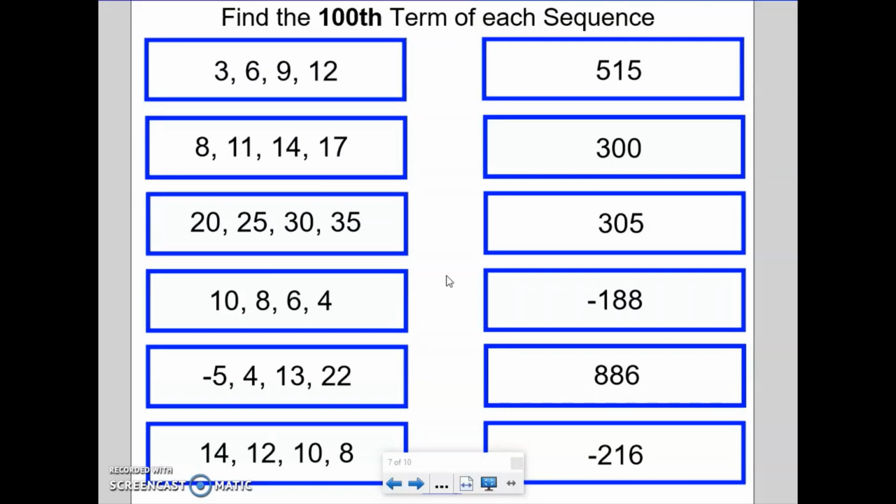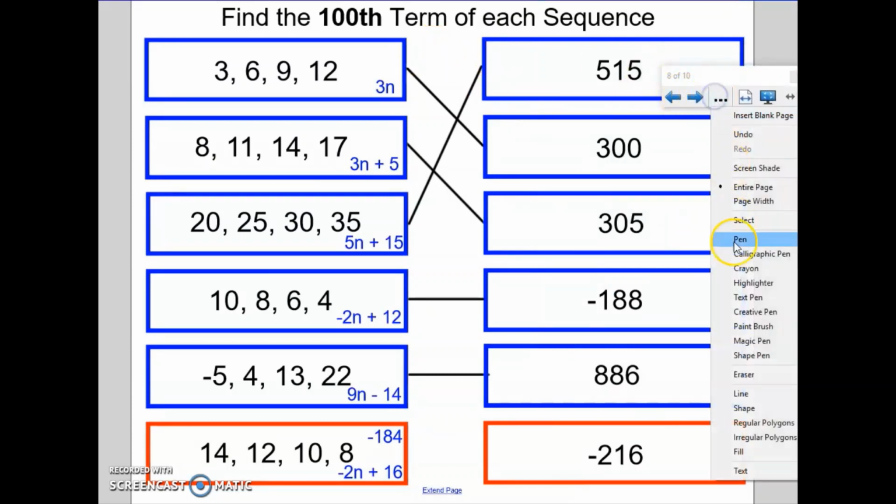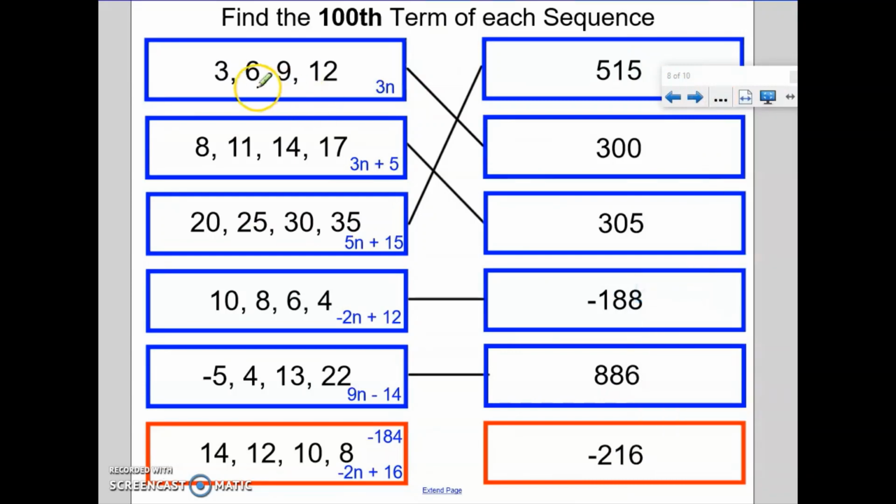Okay, welcome back. I will talk you through my matchings. They should look something like this. So let's have a little look at a few of the questions. If we look at the top one, we can see that the sequence is going up in 3. So I'm adding 3, adding 3, adding 3. So I know it's going to be 3n. If I went to my first number and subtracted 3, I would actually land on 0. So I could have written this as 3n plus 0, but of course the plus 0 is not needed. When I substitute 100 into this, 3 times 100 gives me 300.